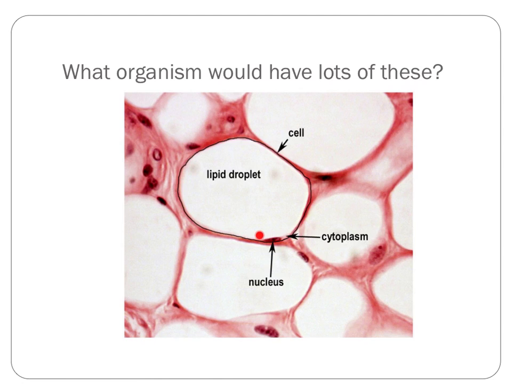This, you can see, is a vacuole filled with lipids, with fats or oils. In this case, the vacuole is so big that the nucleus is kind of squished out to the side, and so is the cytoplasm. So if you think about what kinds of organisms would have lots of these big, huge lipid vacuoles.